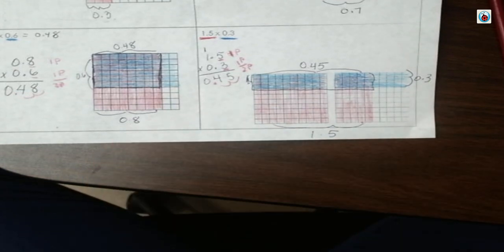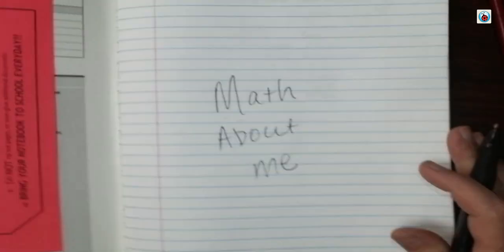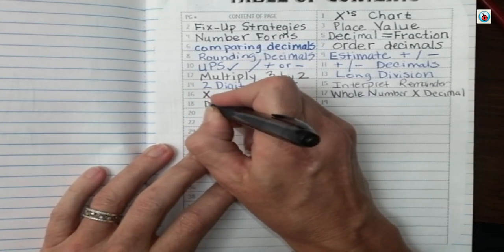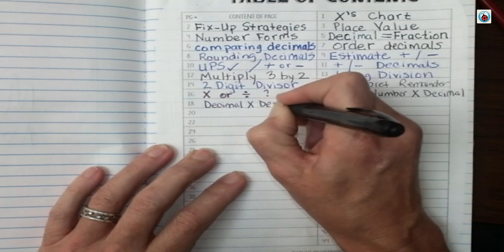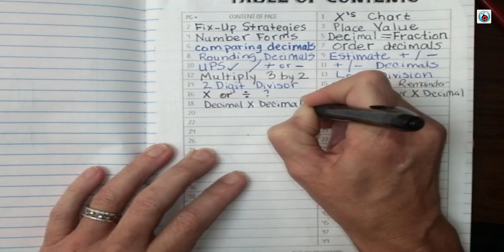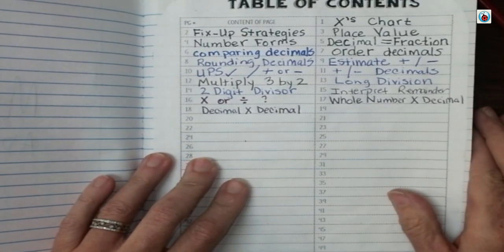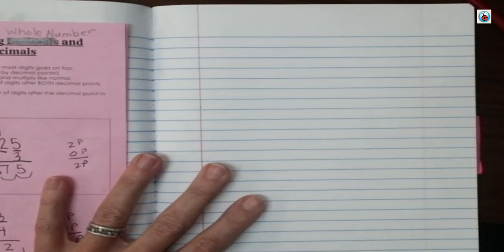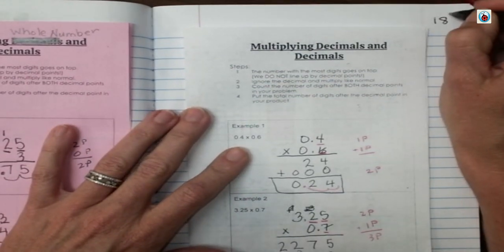Okay. All right. So the next thing that you're going to do is you're going to put this in your notebook. So yesterday we put whole number times decimal, and today was decimal times decimal. So on page 18, you're going to write decimal times decimal. That's going to be on page 18. Once you write that in your table of contents, you're going to open your notebook to page 18, and you are going to glue it there.